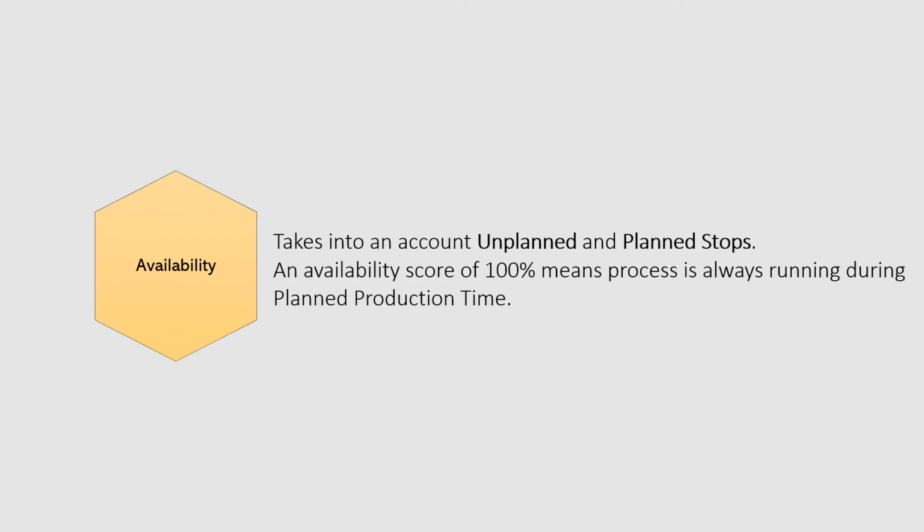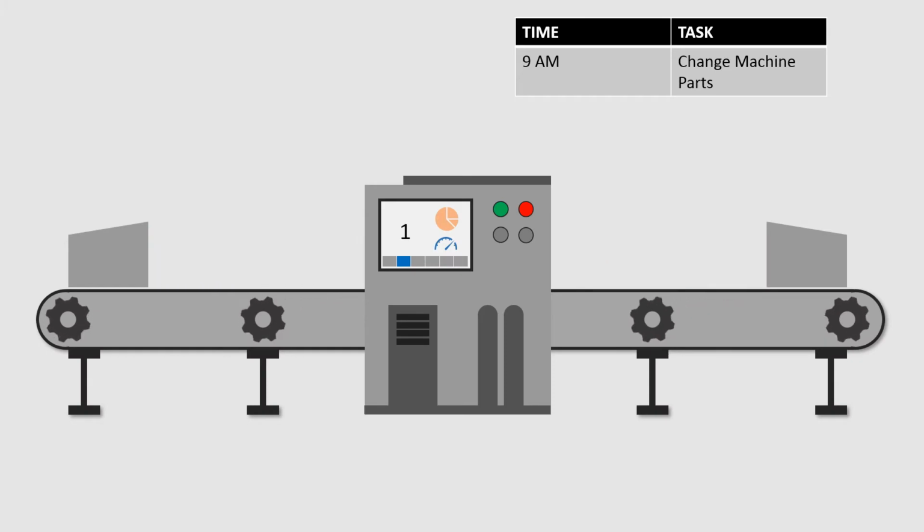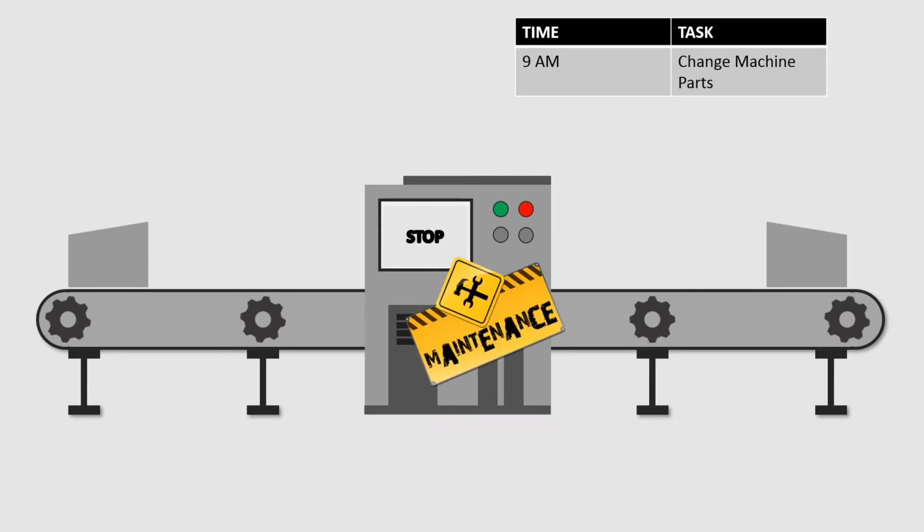Availability takes into account unplanned and planned stops. An availability score of 100% means the process is always running during planned production time. Let's take an example for a planned stop. The production is planned to stop at 9 a.m. Production staff are having downtime maintenance at 9 a.m. The machine will be on hold until the maintenance is done.